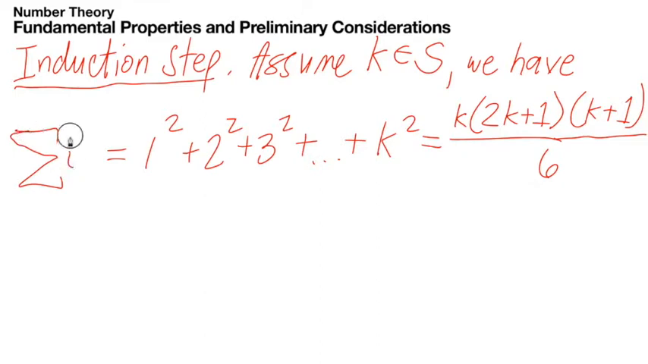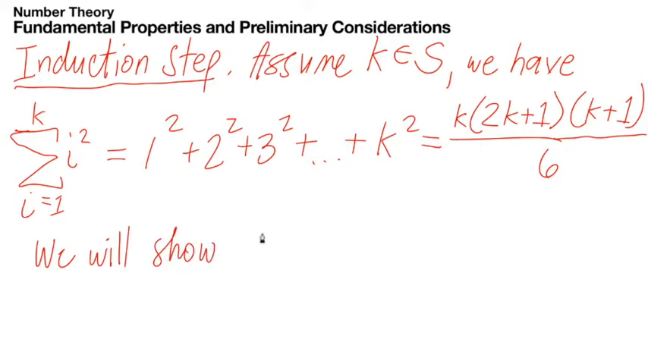Actually, we can rewrite this same as the previous example. This is the summation of all i squared, because we're squaring them, i running from 1 to k. Okay, so this is equal to this. We need to show that if k is true, then k plus 1 must also be true. So in short, we will show that P of k, if k is in S, then k plus 1 is in S.